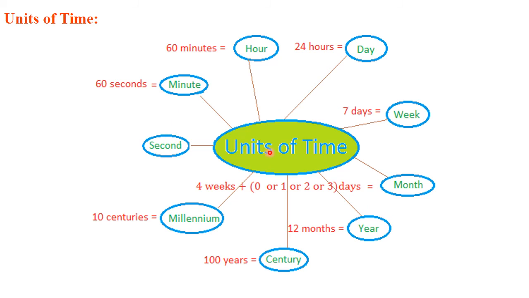So let's talk about the unit of time. We know the SI unit, the standard unit of time, is the second. So 60 seconds is equal to 1 minute, 60 minutes is equal to 1 hour, 24 hours is a day, and 7 days is a week, then 4 weeks plus 2-3 more days is your month. So you can say 30 days is equal to 1 month.